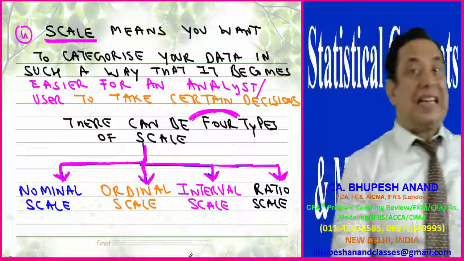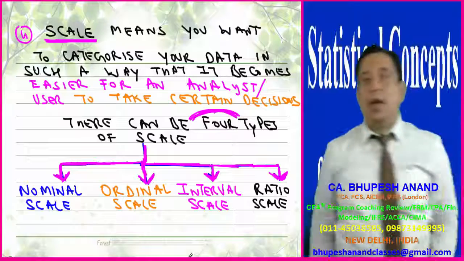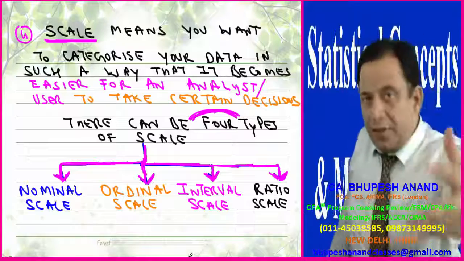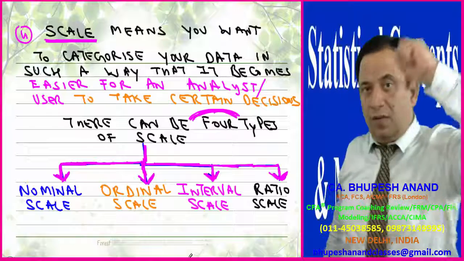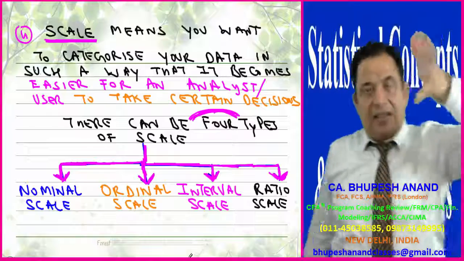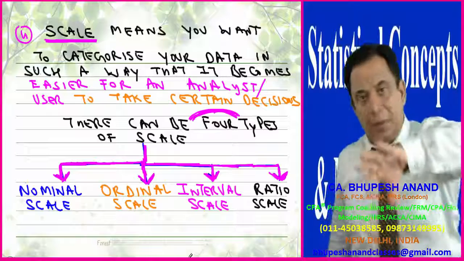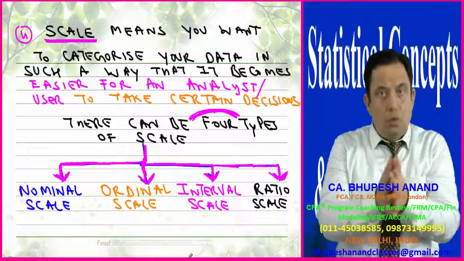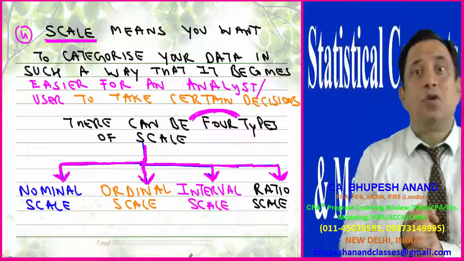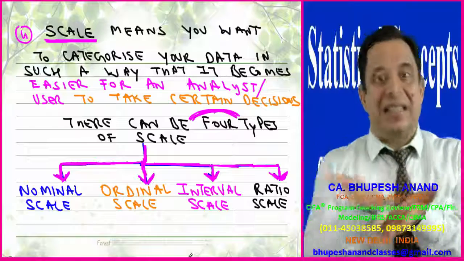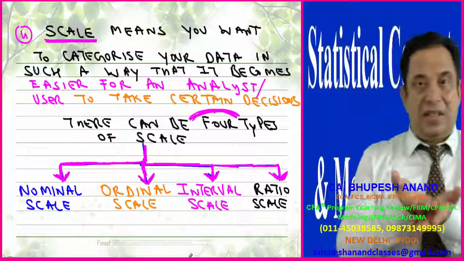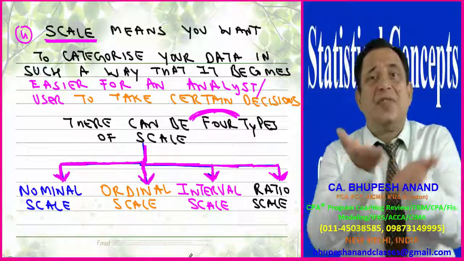Now I am coming to the last concept of today's lecture. I have discussed the meaning of descriptive statistics, the meaning of inferential statistics, the meaning of a population, the meaning of a sample and the difference between these two. Now, in the last point, I want to tell you what the different types of scales are. It means what different scales we use in statistics.